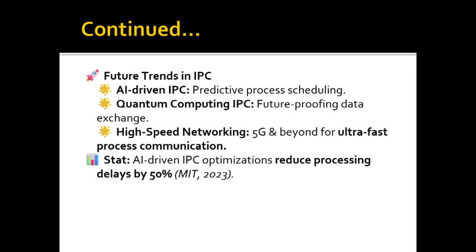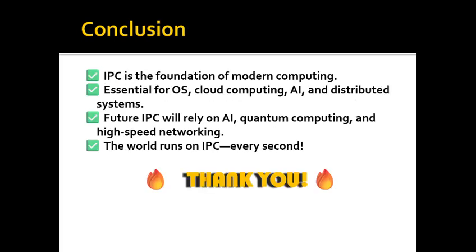The future trends in IPC are AI-driven IPC, quantum computing IPC, and high-speed networking like 5G and beyond for ultra-fast process communication. As per 2023 statistics by MIT, AI-driven IPC optimization reduces processing delay by 50%. IPC is the foundation of modern computing. It is essential for operating systems, cloud computing, AI, and distributed systems. The future of IPC will rely on AI, quantum computing, and high-speed networking. The world runs on IPC every second.